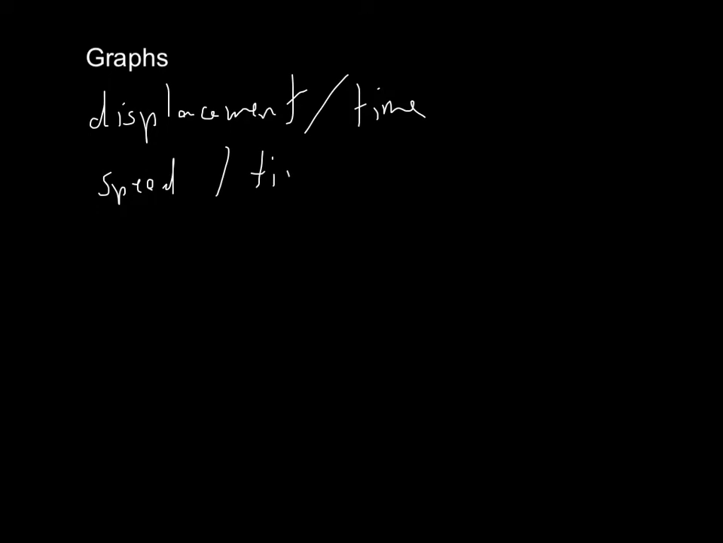One graph is called a distance or displacement time graph. So displacement time. This basically tells us how far we've gone each second. And then we have speed time graphs or velocity time graphs. Pretty much the same thing. Just remember that velocity can be negative, speed cannot be negative, okay? And we're going to do a couple of examples, and you'll see that there's really nothing to this.